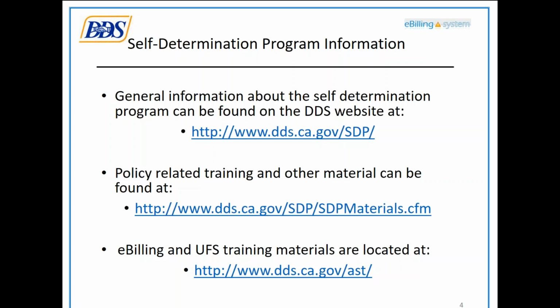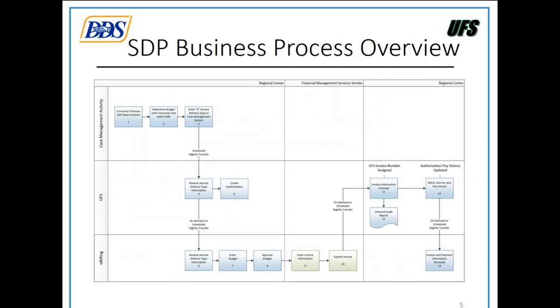If you have any questions about the business program portion, the eBilling and UFS training materials will be located at the dds.ca.gov/AST webpage. After these webinars are complete, we'll have them posted next week, so you'll be able to access all of the PowerPoints and the webinars, in addition to some other materials that we're putting together. Okay, so to get to the SDP business process overview, and this is actually already posted on the AST webpage if you have any questions.